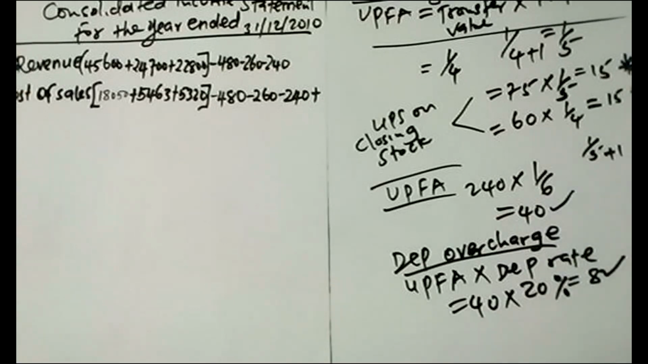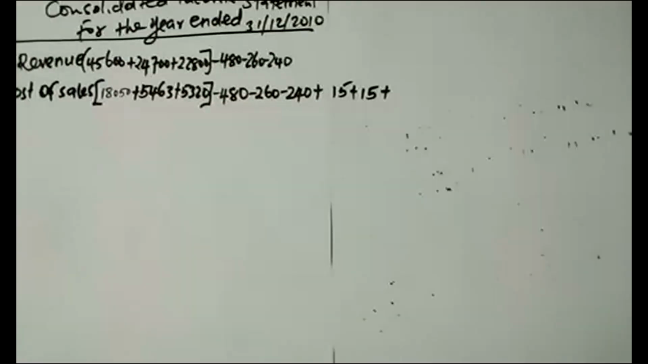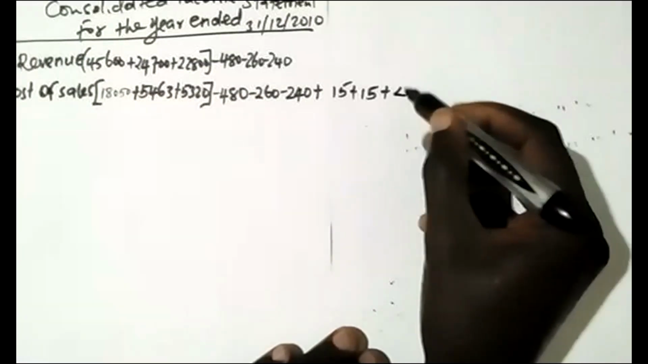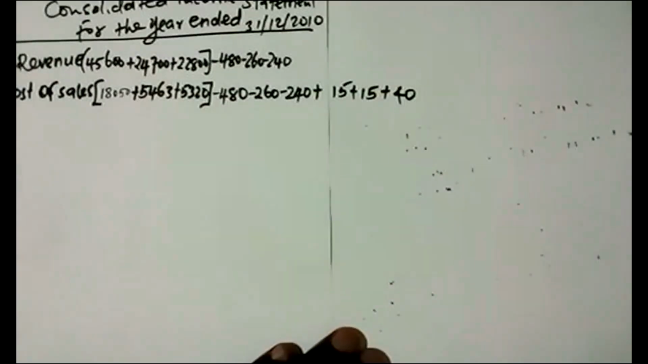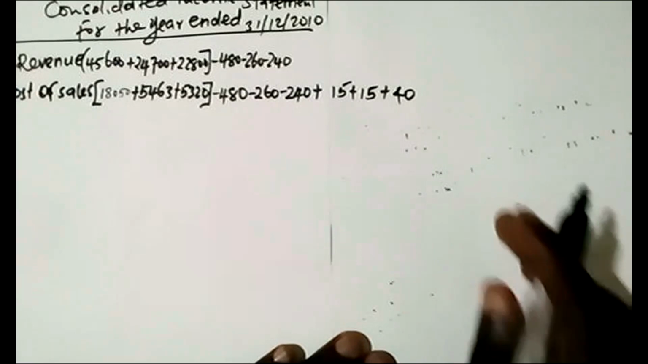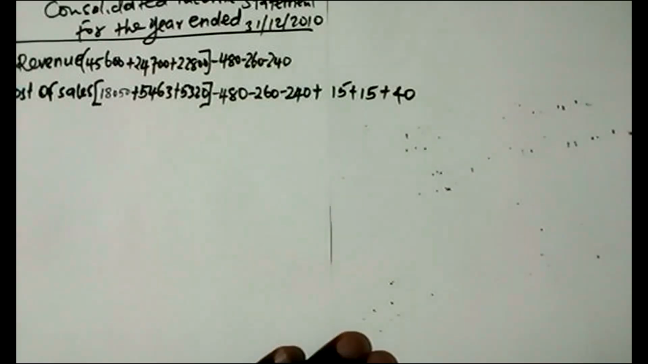So let us adjust our UPFA first. Then I will be able to mention what we are supposed to do next. So here I need to add 40. After adding 40, I need to adjust only two things which are remaining.